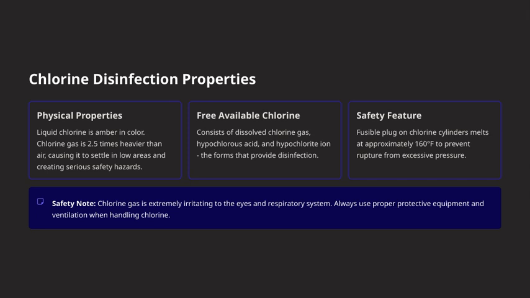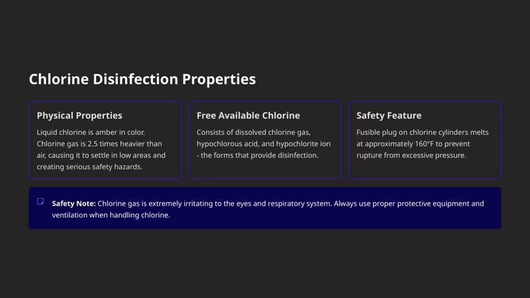Moving on to free available chlorine. This is the active form that does the disinfecting work. It includes dissolved chlorine gas, hypochlorous acid, and hypochlorite ion. These are the key compounds responsible for killing bacteria and viruses, which ties directly into our overall goal of effective water disinfection. Now, safety is paramount when working with chlorine.